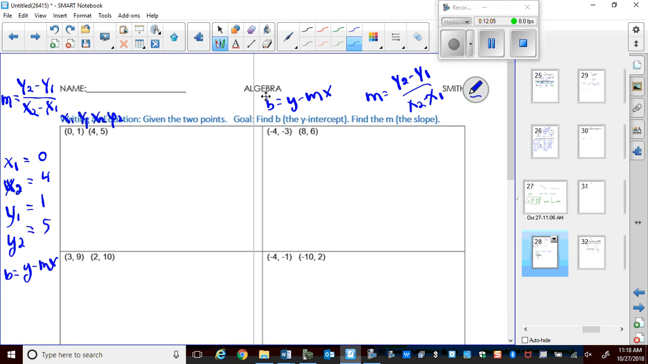Okay? So let's find our slope for it first. We have y2 minus y1 is 5 minus 1 divided by 4 minus 0 equals 4 divided by 4, which is 1. So m equals 1.